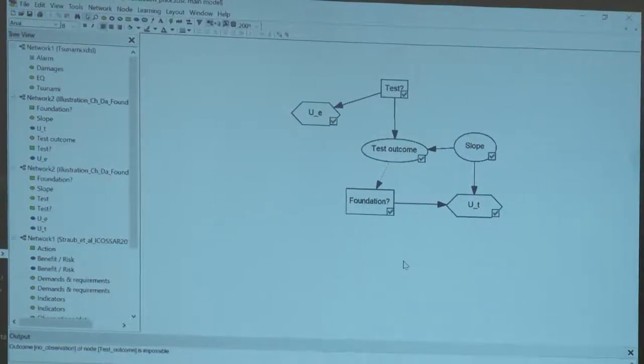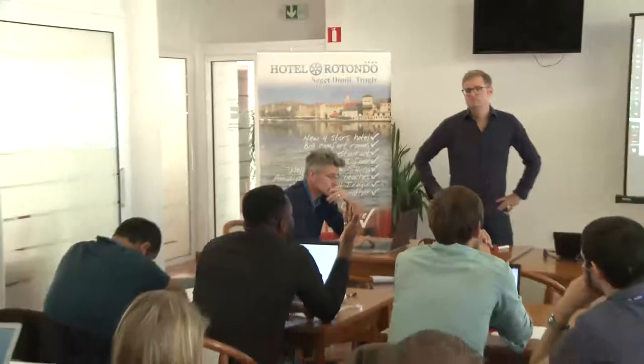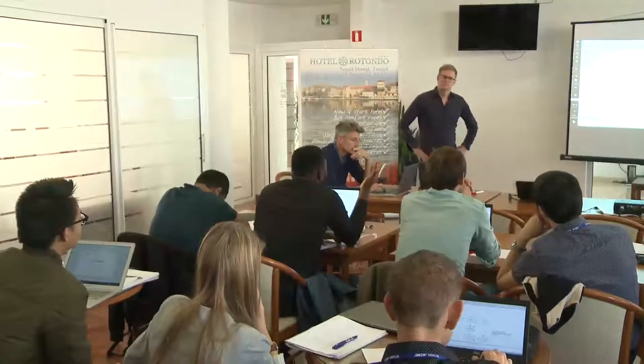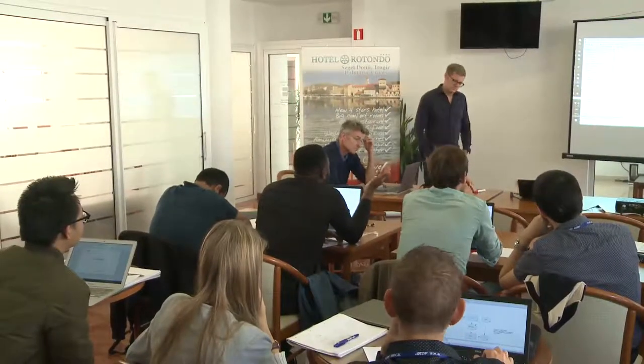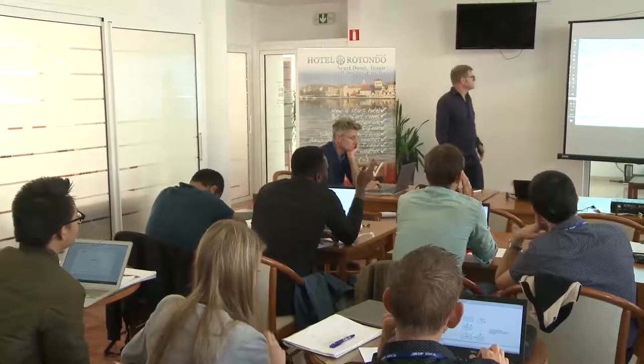Yes? For this decision tree, the probability of each variable, say, test outcome, when there's no movement, slight movement, or very high movement, how do you actually get to know the certainty of the probability you're attaching to those variables before doing the test? Don't you need to take both into account?